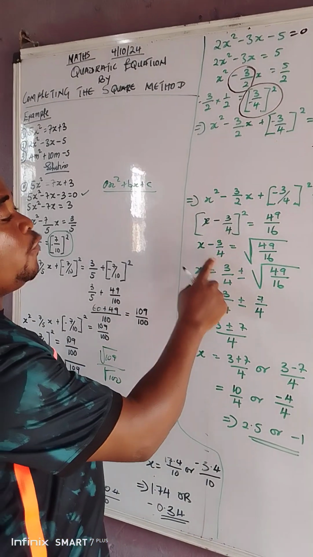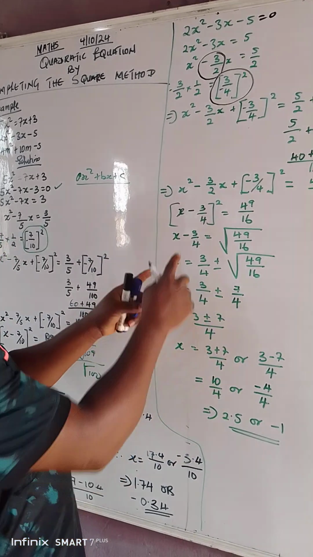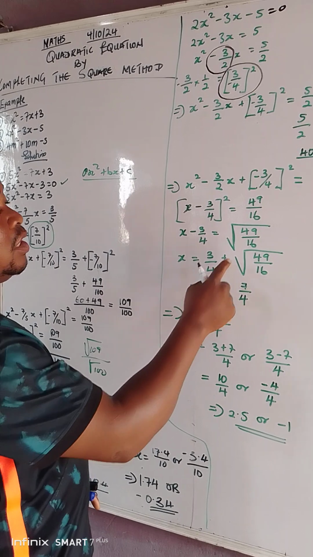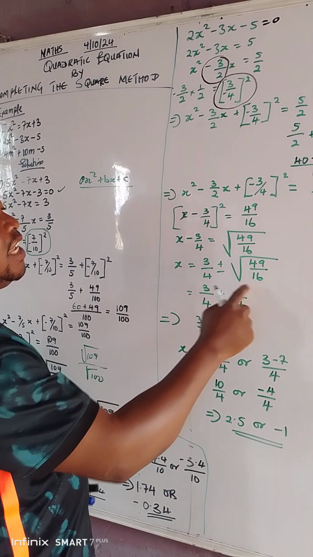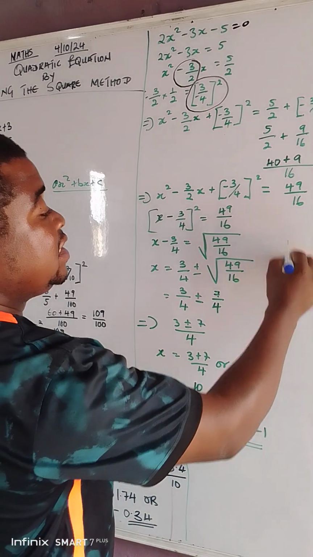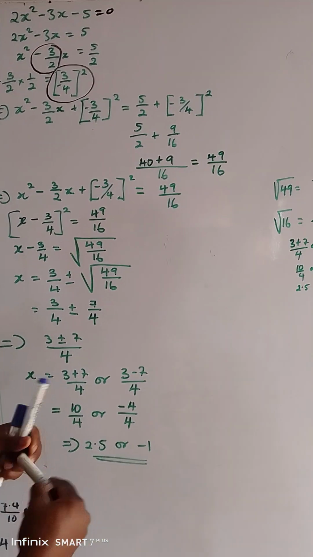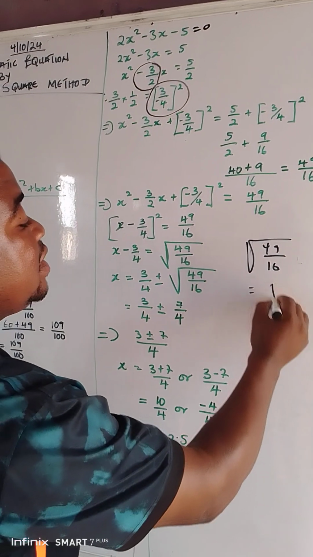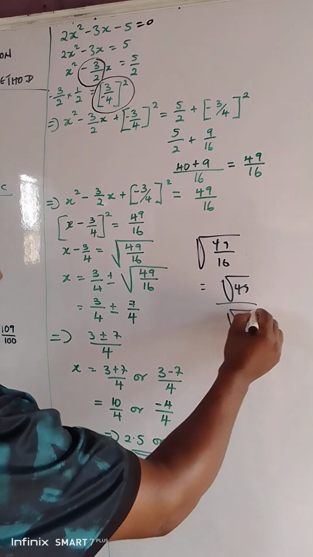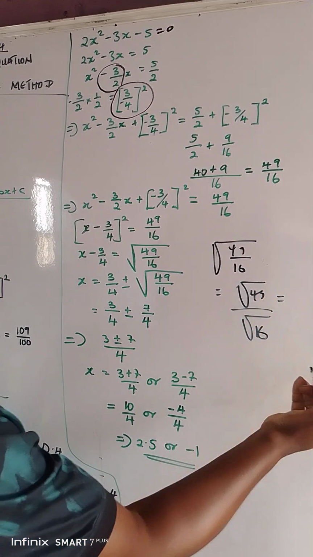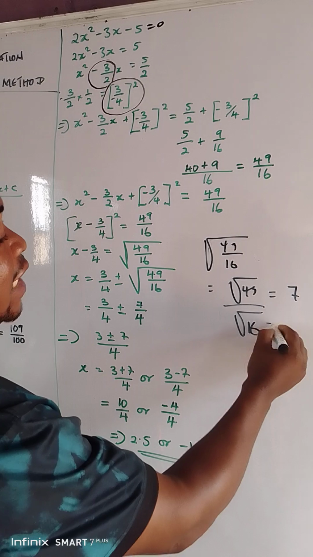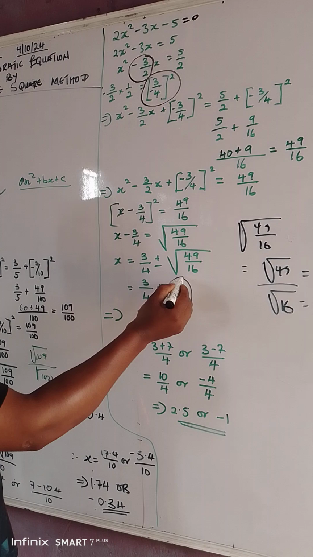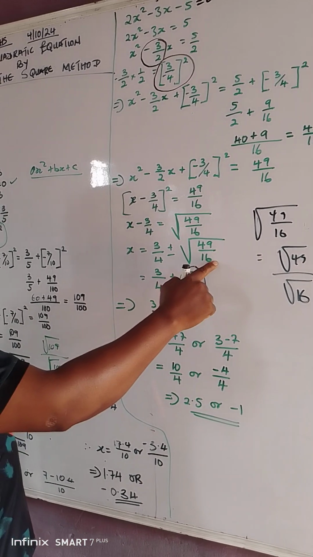Now, minus 3 over 4, crossing over the equality sign, like I said the other time, the sign will change. You now have 3 over 4. You introduce plus or minus, then square root of 49 over 16. Recall that the square root of 49 over 16 is the same thing as square root of 49 over square root of 16, which you know that both of them are perfect squares. This will give you 7 and this will give you 4. Now, that is exactly how we got this 7 over 4. Square root of 49 is 7, square root of 16 is 4.